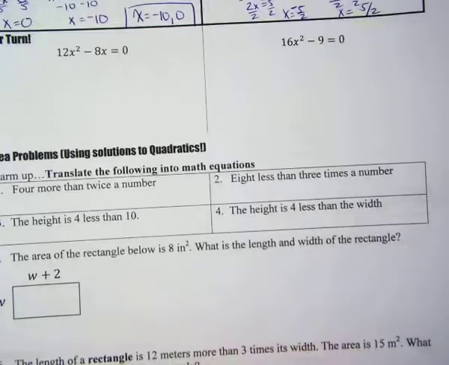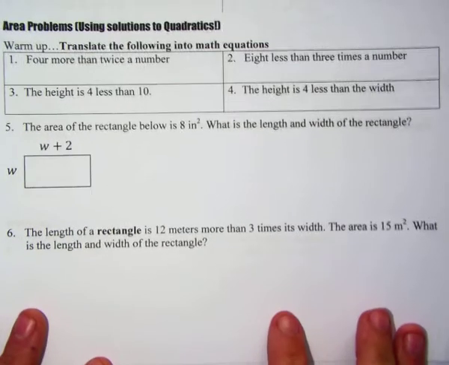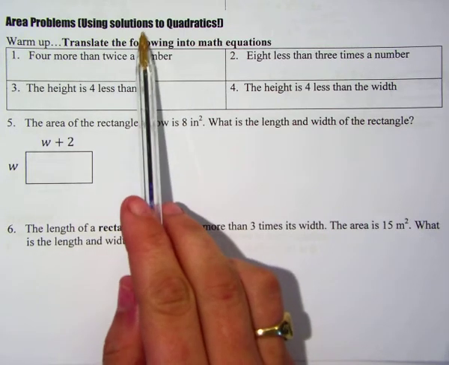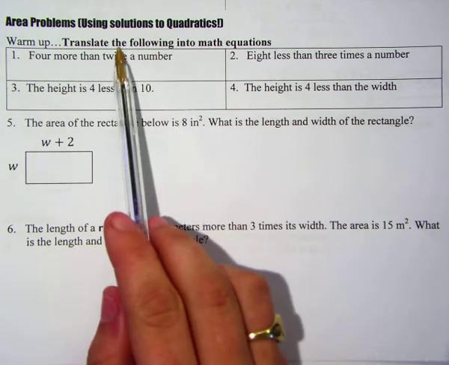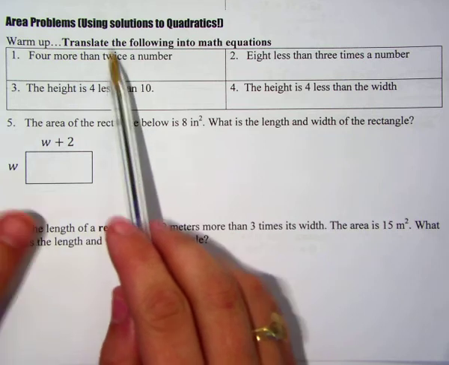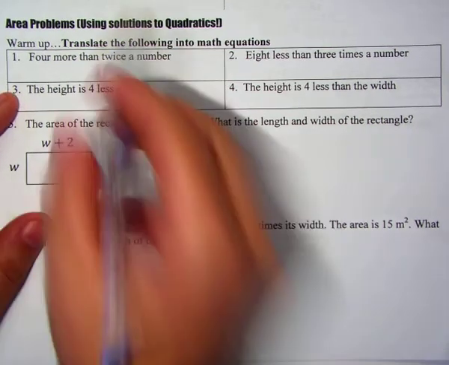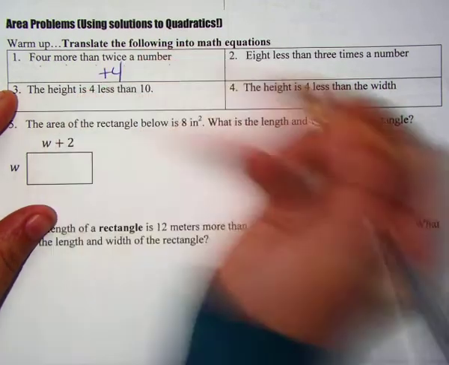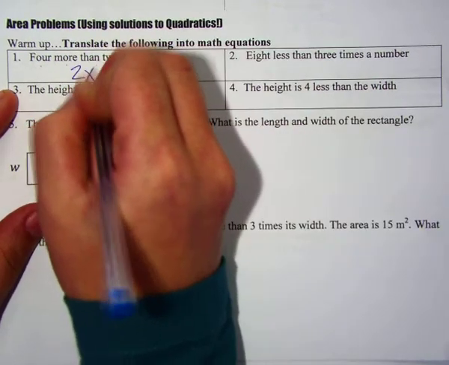The other thing that's in today's lesson is the idea of solving for area problems. We're going to be using solutions to quadratics. So quickly, let's warm up. We need to translate each of these into a math equation. 4 more than twice a number. 4 more goes at the end, then twice a number.